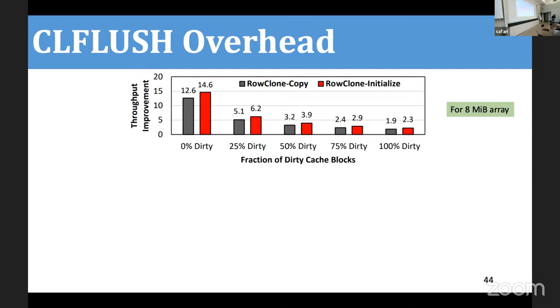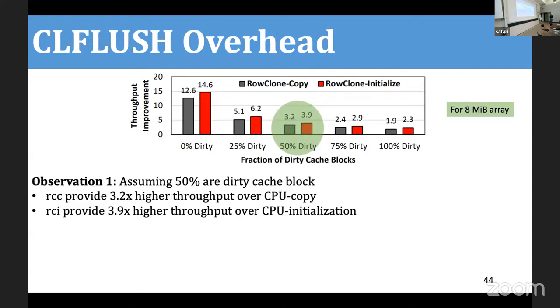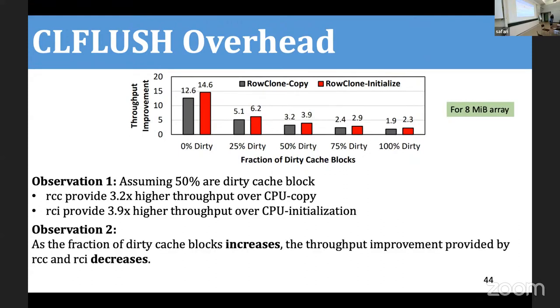And let's go to CLFLUSH overhead. Basically, here we always have the throughput improvement, and here we have the fraction of dirty cache blocks. We perform the operation on an 8 megabyte array. So the first observation: if we assume 50% dirty cache blocks, we have for RowClone copy 3.2 times higher throughput over CPU copy, and for RCI we have 3.9 times higher throughput over CPU initialization. Observation two is that as the fraction of dirty cache blocks increases, the throughput improvement decreases.